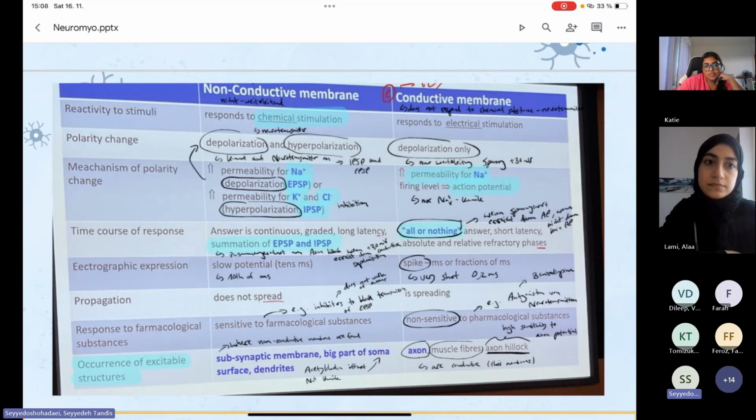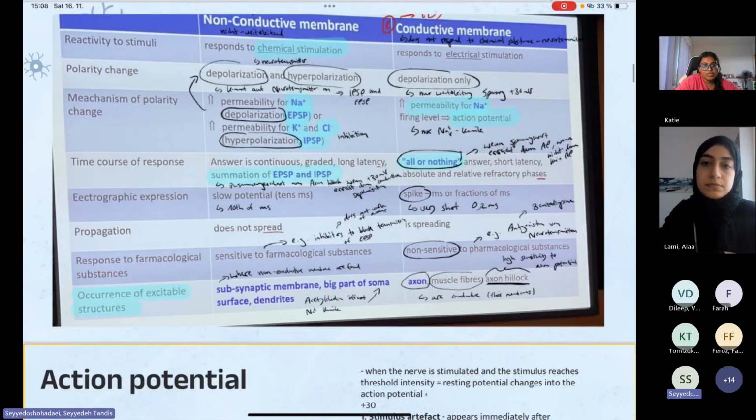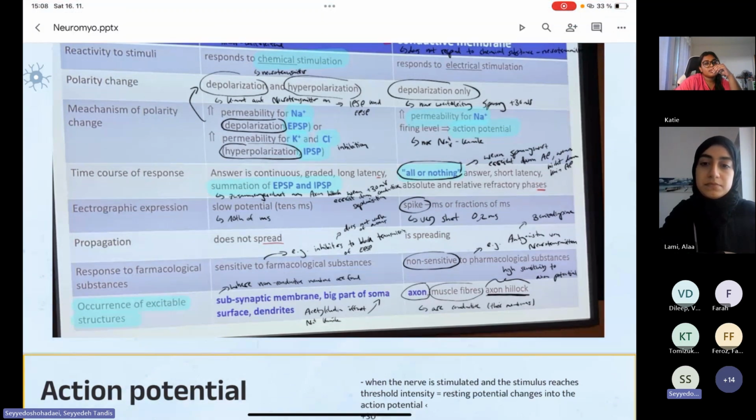Oh, okay. This one is important. They ask a lot of questions about this. For sure, know the difference between non-conductive membrane and conductive membrane, and all of this stuff, like the reactivity to stimuli. What is the difference? So non-conductive is chemical, and the other one is electrical. The conductive one is only depolarization, but non-conductive is depolarization and hyperpolarization. I'm not gonna go through all of them because we don't have time. But know everything in this table, and sorry it's so annotated and untidy, but this was the only picture I had. So study this really well.